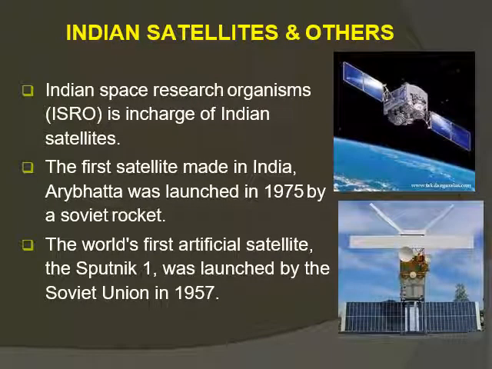Indian satellites and others. The Indian Space Research Organization (ISRO) is in charge of Indian satellites. The first satellite made in India, Aryabhata, was launched in 1975 by a Soviet rocket. The world's first artificial satellite is Sputnik 1, launched by the Soviet Union in 1957.